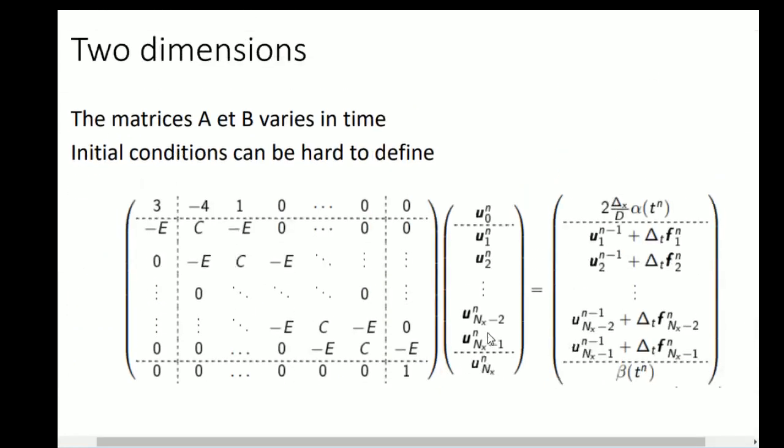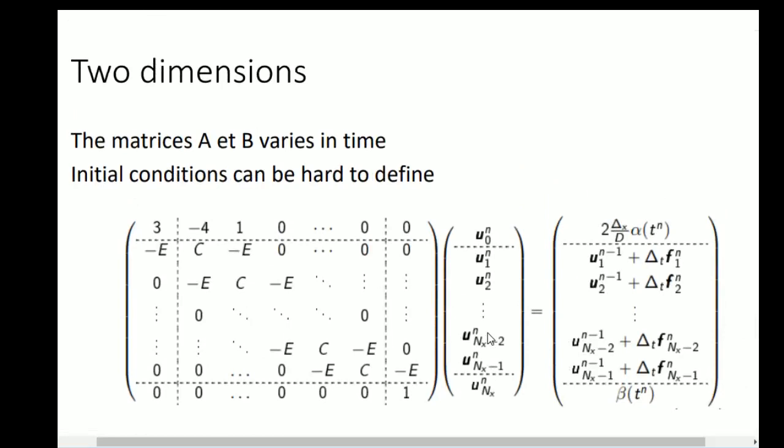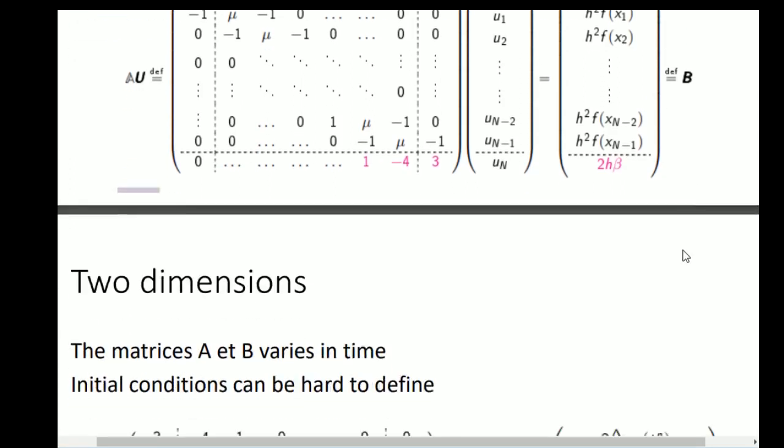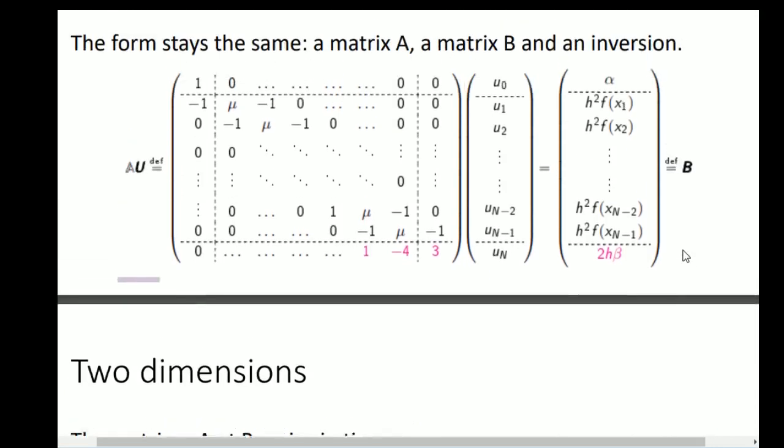2 dimensions. So now we imagine that we have two variables, a variable of time and a variable of space. So now we can also write our problems as a function like this, but two things will occur. A and B will be functions of time, so you have to recompute them every time. So you have to have a loop over each value of time. And initial conditions can be hard to define.